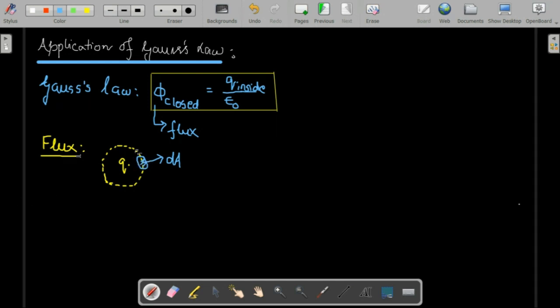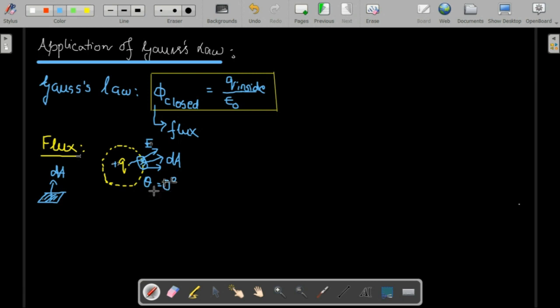This concept is very important to solve any numerical problem. The direction of the area vector will always be perpendicular to the surface. In such a scenario, because it's a positive charge, the electric field will be coming out of the positive charge, in the same direction as the area. So the angle between the field and the area is 0 degrees in this case.